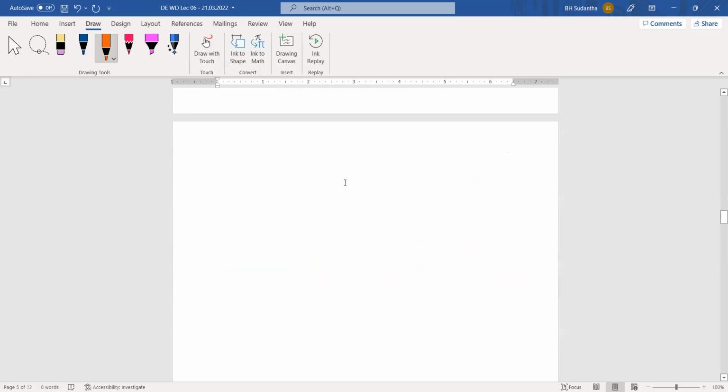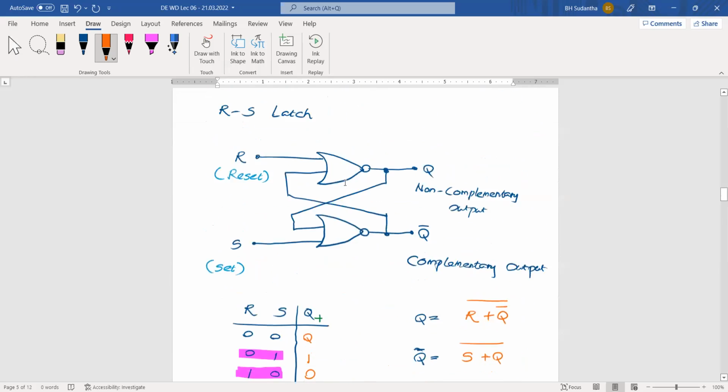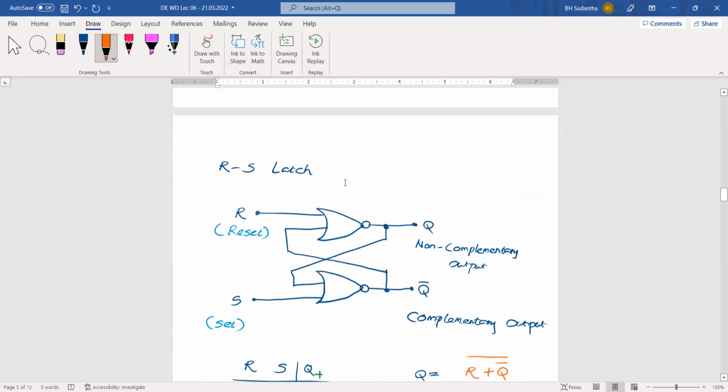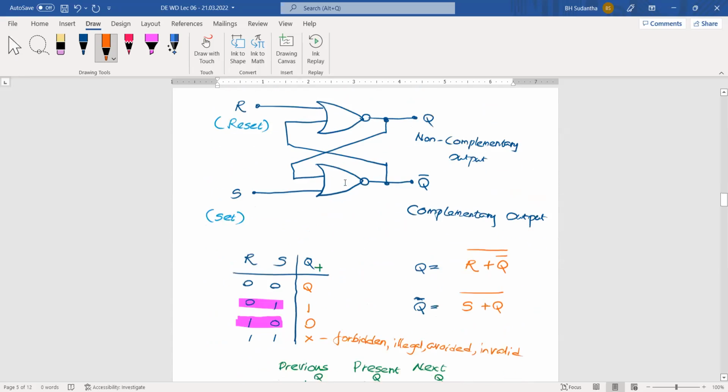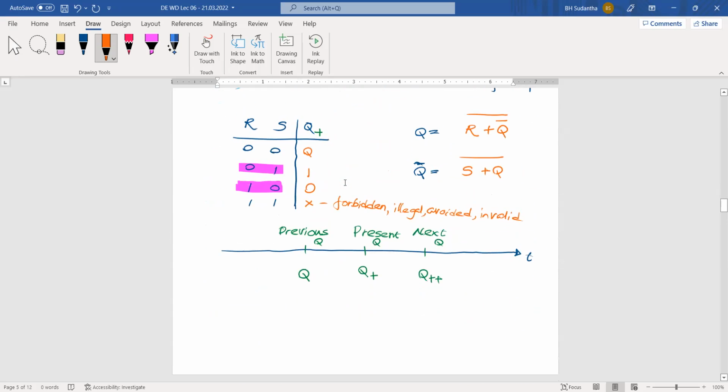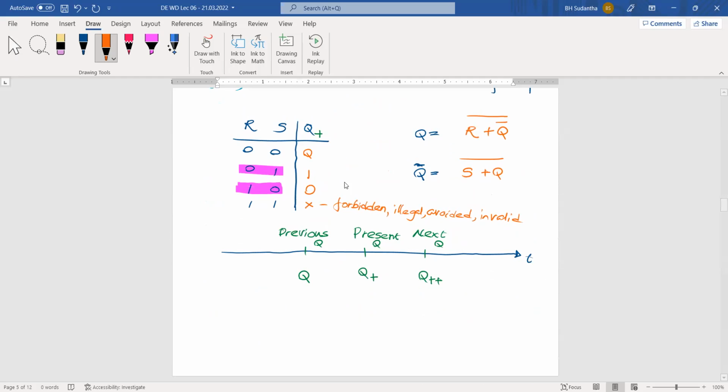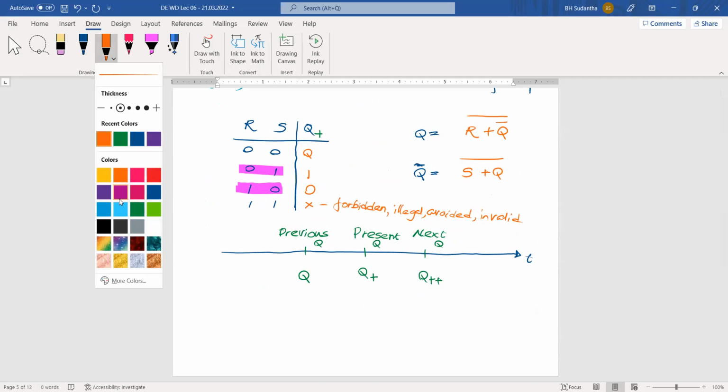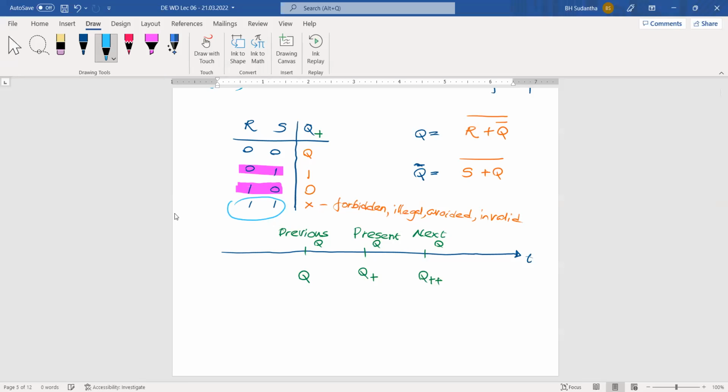Okay. Then actually we have identified already that with this RS latch, one problem is there. What is that? We cannot use this last combination. This is our first problem, the first issue of this RS flip-flop.